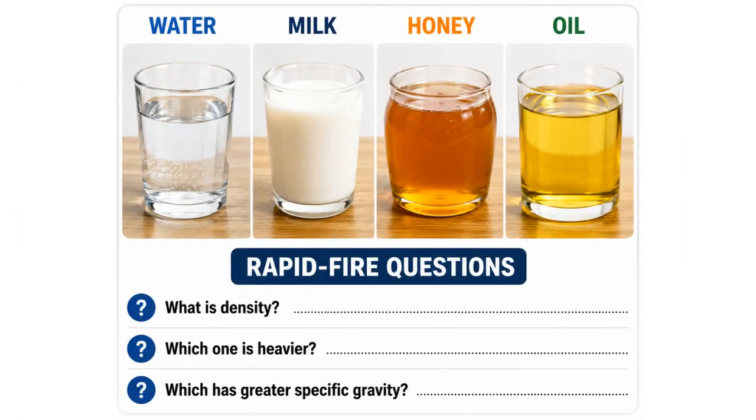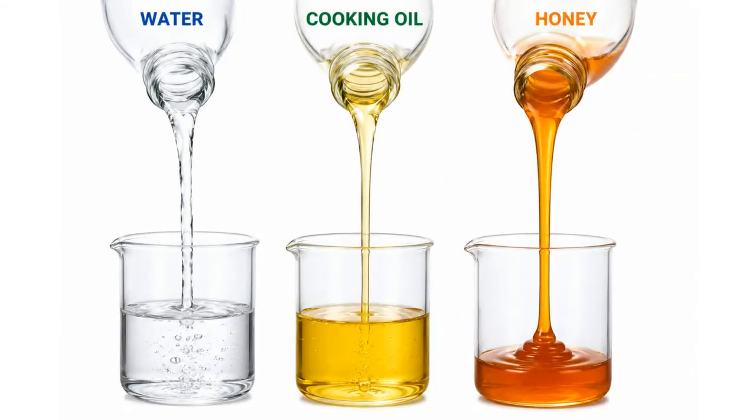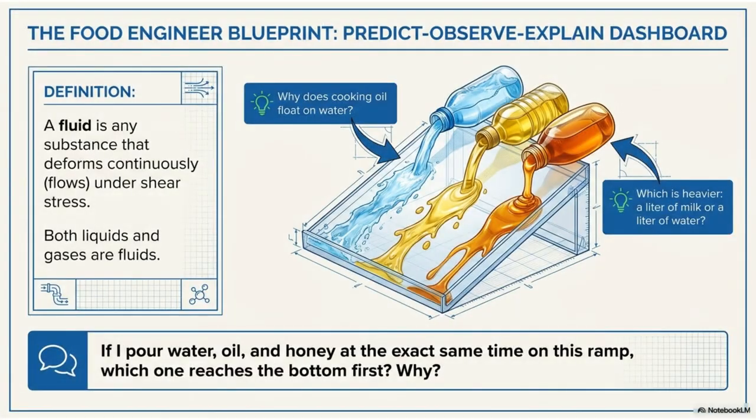When looking at water, milk, honey, and oil, we encounter concepts like density, which describes how heavy a fluid is for its volume, and specific gravity, which compares a fluid's density to that of water. Watch how water, cooking oil, and honey pour differently into these beakers. The varying speeds at which they flow highlight the concept of viscosity, or the internal resistance a fluid has against moving. By definition, a fluid deforms continuously under shear stress.